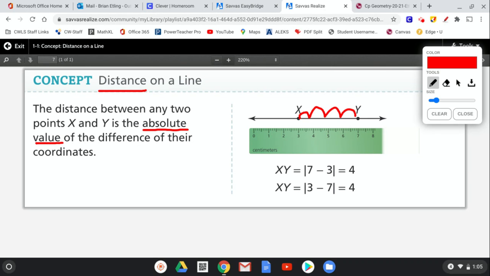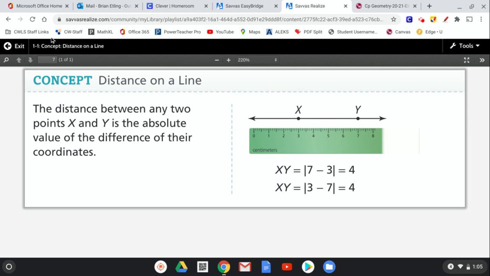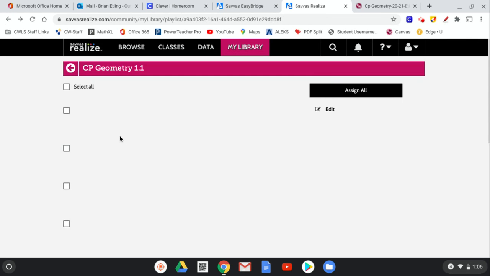However, if you wanted to just punch it in your calculator, you could do 7 minus 3 or 3 minus 7. Just remember, if you did 3 minus 7, you are going to get the absolute value of -4. So make sure when you take the absolute value of -4, that gives you 4. Just be careful with that. Make sure we don't have a negative distance. All right, so moving on to the next part of it.